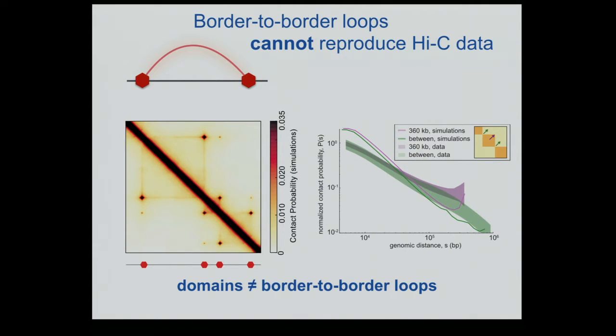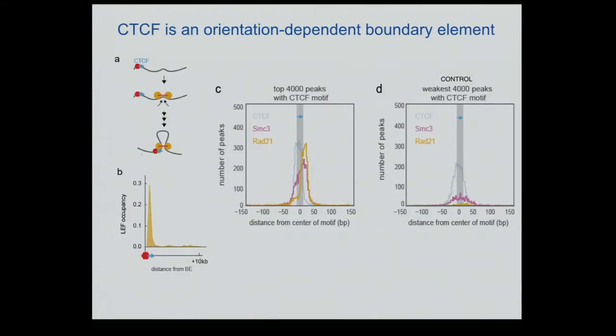Another interesting control is, what if I create one stable loop that connects the boundary elements? Then I get a domain that looks very empty inside, and the scaling of the contact probability for this model would totally disagree with the data. So TADs are clearly not stable loops. They're dynamic loops appearing inside. There might be additional stable ones at the corners, and this stabilization actually happens naturally in the model.